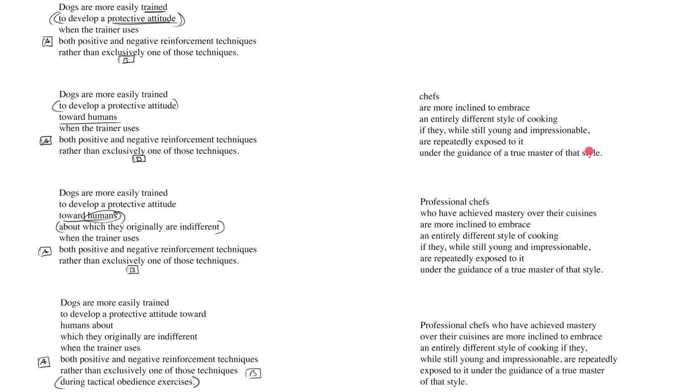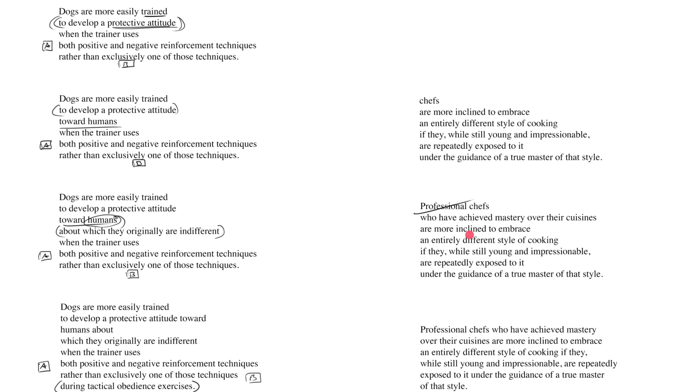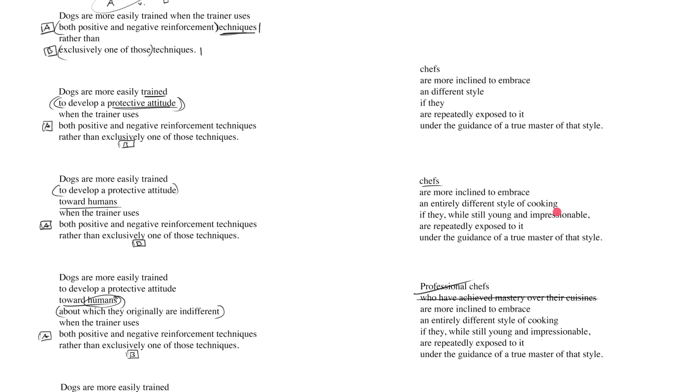Going one layer up, we're going to delete "professional," right? We're going to delete "who have achieved mastery over their cuisine." So now it becomes a simpler version, just chefs, unmodified chefs. The rest of it stays the same, are more inclined to blah, blah, blah. Let's keep going. In this version, notice I got rid of this adverb, but that describes "different"; it's not just a little bit different, it's entirely different, right? So I'm like, okay, well, that's just added details. Let's get rid of it for now, right?